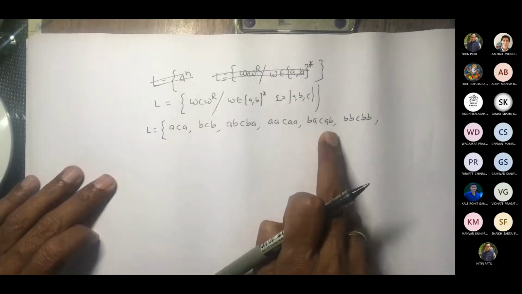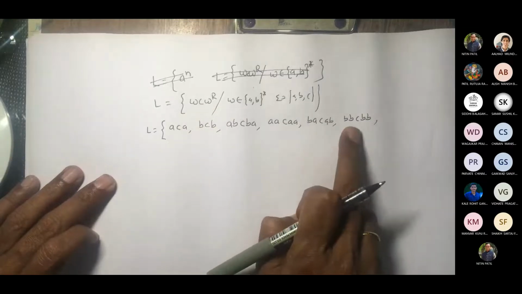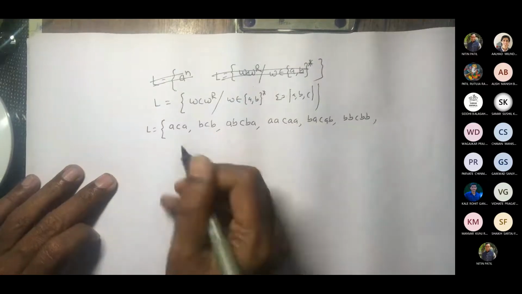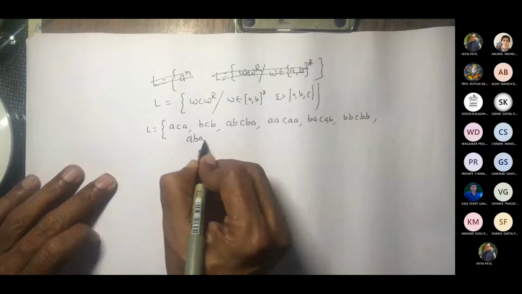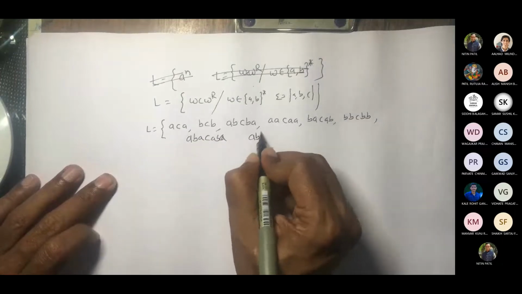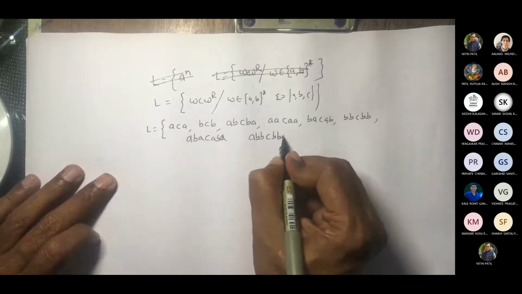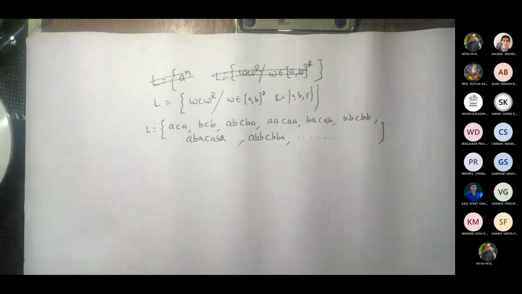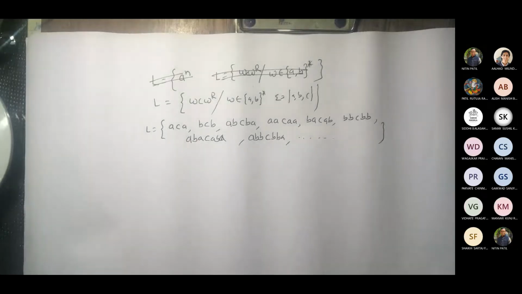It's like if I see BA, then there would be AB. If I see BB, then BB. If I see AA, then AA. If I see AB, then BA. Even if I see, for example, ABA C ABA, or if it is ABB C BBA, such kind of strings would possibly be there in L. Is that fine?